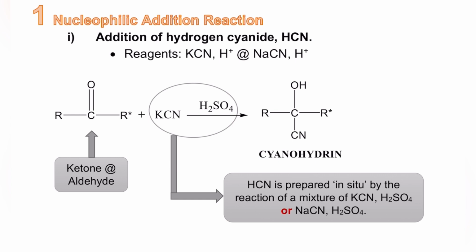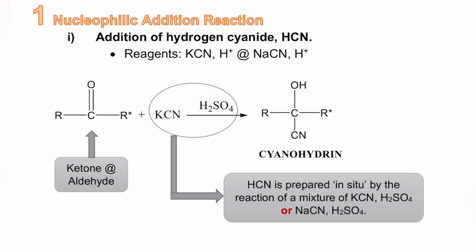This is addition of hydrogen cyanide. The formula is HCN, but to get HCN, it is actually prepared in situ, which is the name of a process, by mixing KCN with sulfuric acid or mixing sodium cyanide with sulfuric acid. So when you want to write the equation, you use this mixture. Let's say you pick KCN: you have a ketone or aldehyde as the starting material, plus KCN, and above the arrow you have H2SO4.